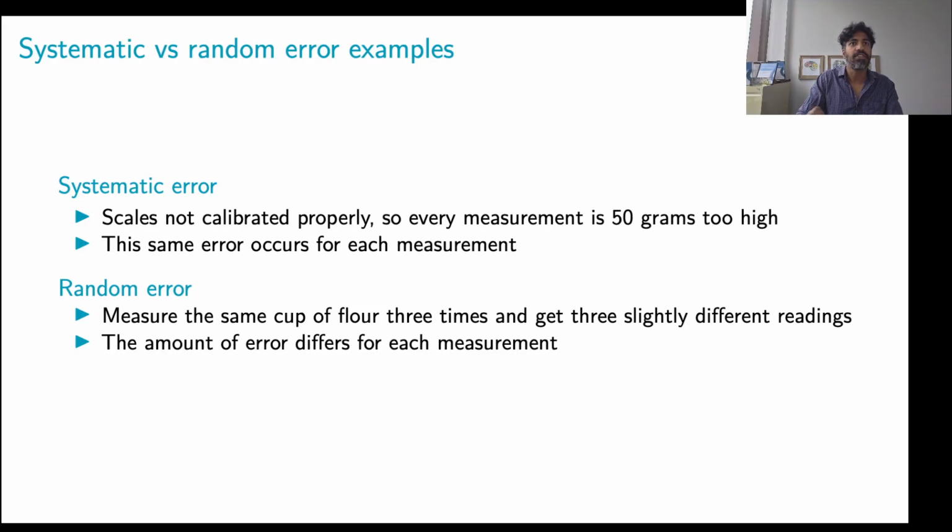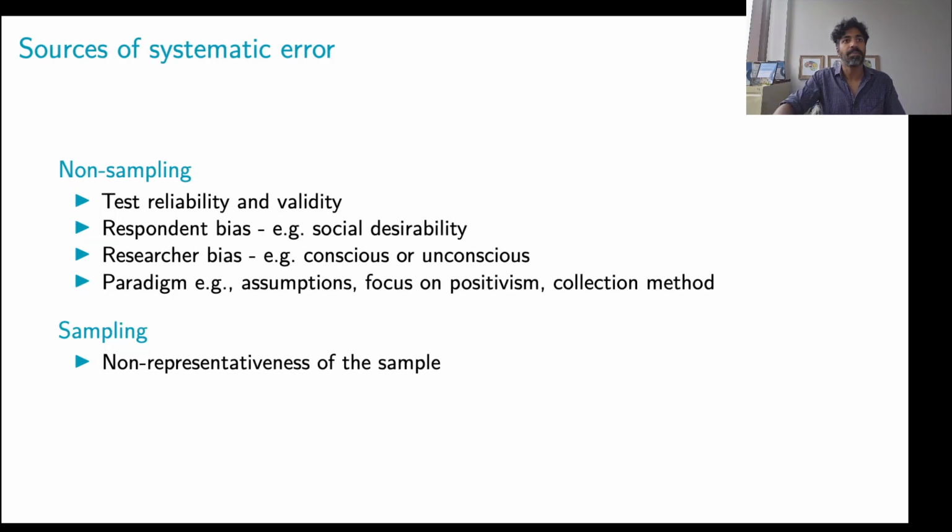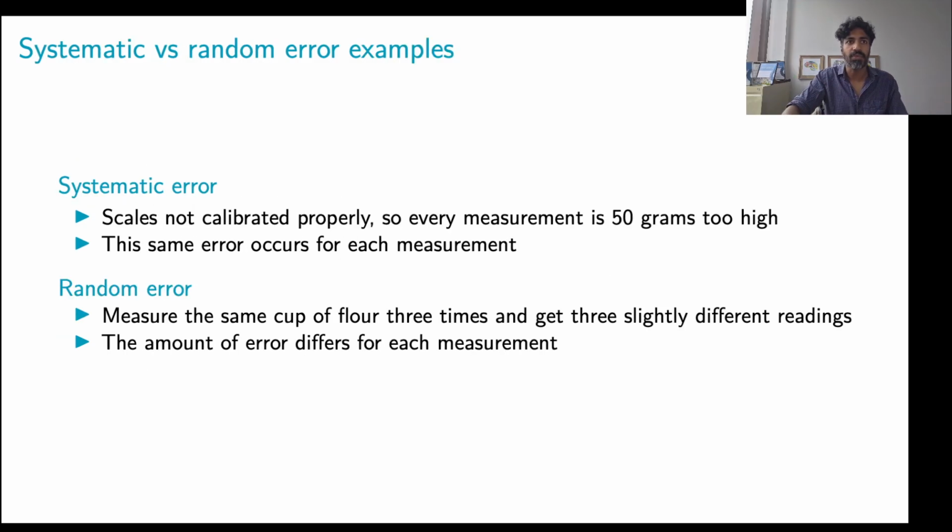So, the systematic versus random error examples. In terms of a high level example to get a sense of it: a systematic error is where, for example, you step on the scales and they're not calibrated properly, so every measurement that you get is always 50 grams too high. The same error occurs for each measurement, so that's why it's systematic. And that's why, in the previous example, sampling is a systematic error, because you have a sample where you're getting similar responses, but they're perhaps not representative of the target population within your sample.